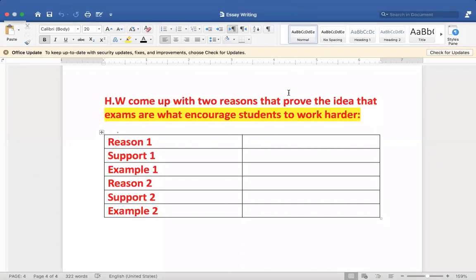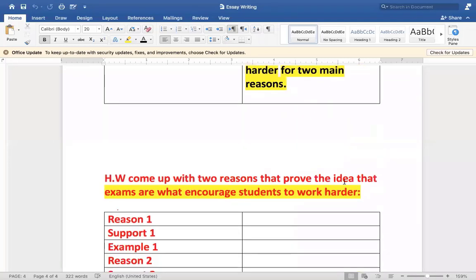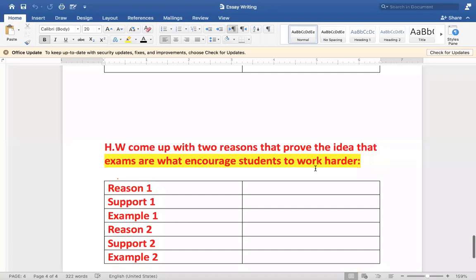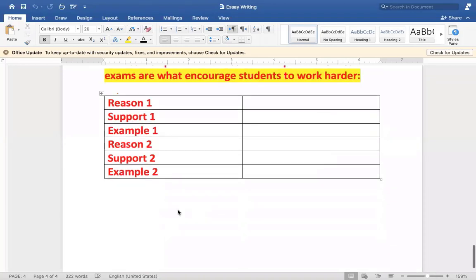If you remember, this is the thesis statement we wrote last class. It was about exams and how exams push students to work harder and to achieve more. So my sentence was, in my opinion, I agree that tests push students to make more effort and work harder for two main reasons. So this is the thesis statement. This is my idea. Right? What is the idea? Exams are what encourages students to work harder. Your homework was to come up with two reasons and to support them with two supporting sentences and two examples. And this is what I mean by a paragraph.